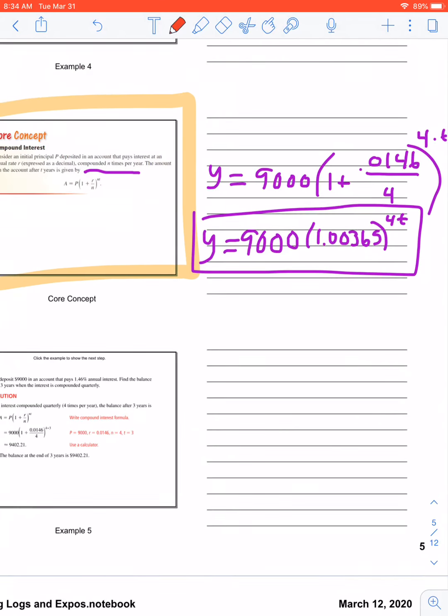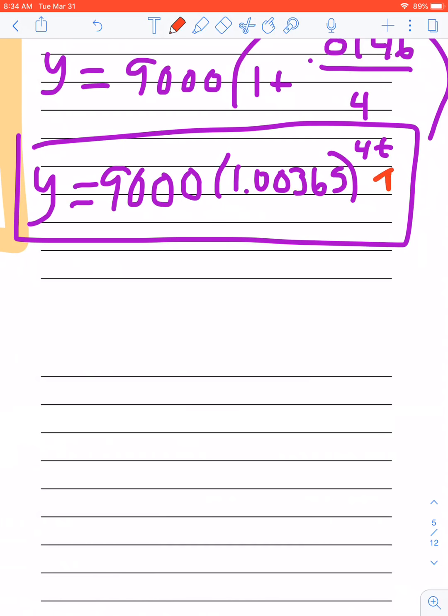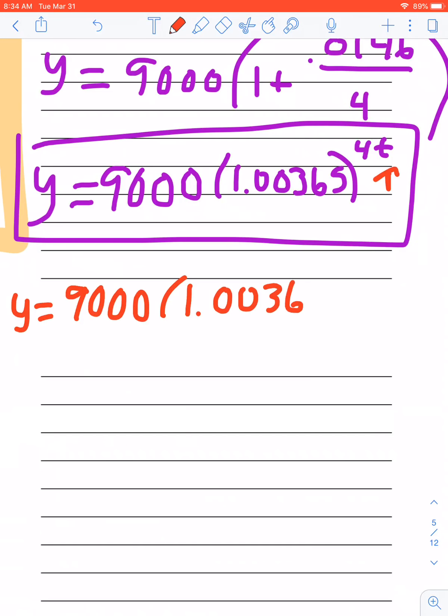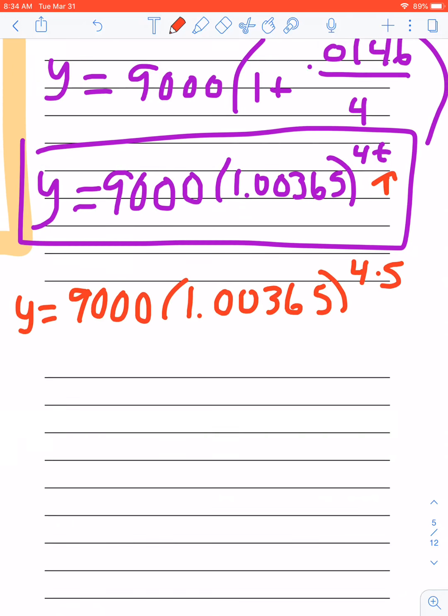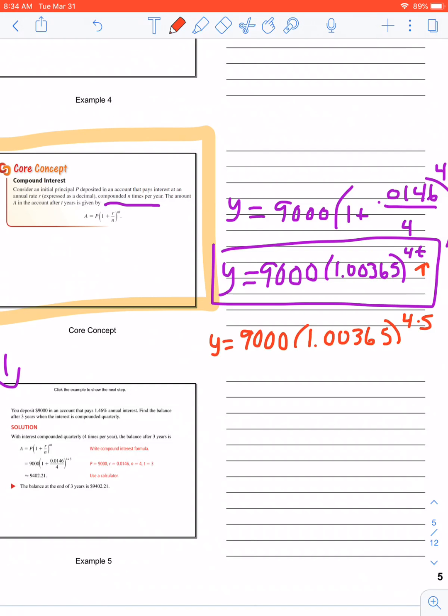Well, all I have to do, in place of t, is put a 5. So I get y equals 9,000 times 1.00365 to the power of 4 times 5. I know most of you would just simplify that down to 20, which is perfectly fine. Actually, they wanted 3 years.